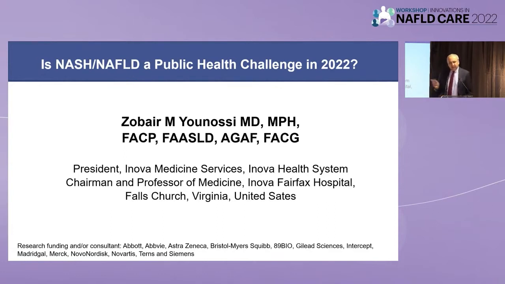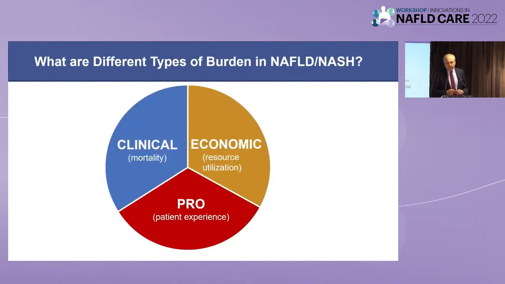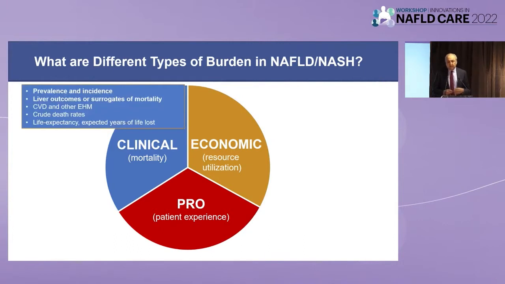So my task over the next 20-25 minutes is to give you a more general perspective about public challenges and burden of non-alcoholic fatty liver disease in 2022. Whenever I start my talk about burden of disease, I want to take the comprehensive perspective. You're talking about clinical burden, which is ultimately surrogate is mortality, and it's hard to measure that. In that context, we use easier things to measure. For example, we look at liver outcomes as surrogates, including stage of fibrosis or cirrhosis.